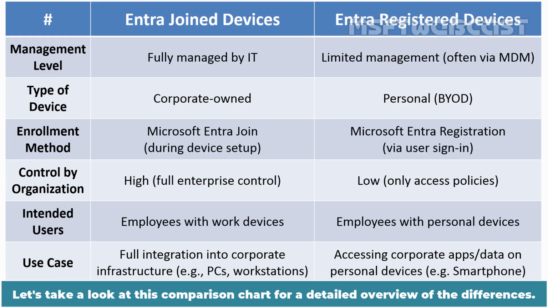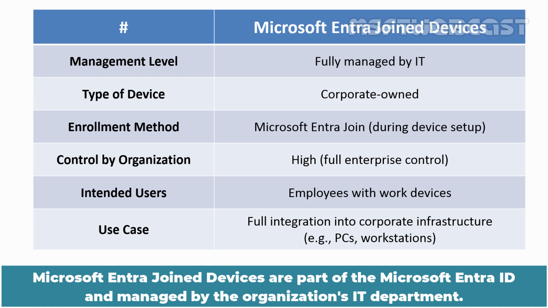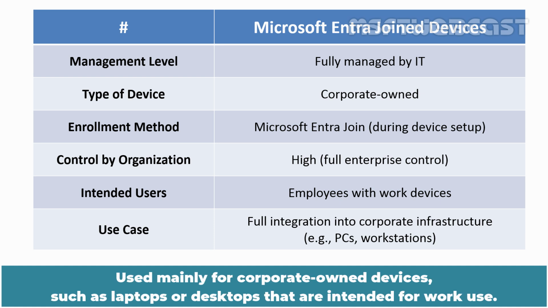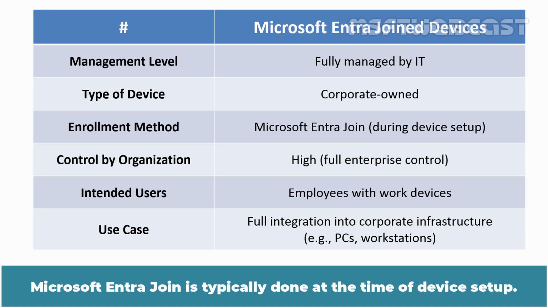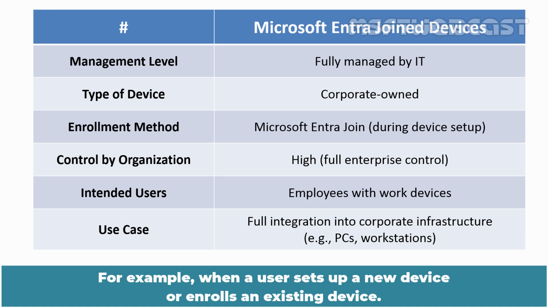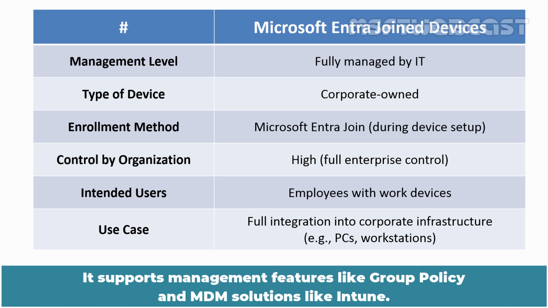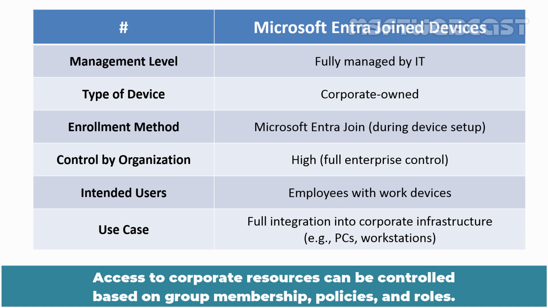Let's take a look at this comparison chart for a detailed overview of the differences. Microsoft Entra joined devices are part of the Microsoft Entra ID and managed by the organization's IT department. Used mainly for corporate-owned devices such as laptops or desktops that are intended for work use. Devices are authenticated using Microsoft Entra ID credentials. Microsoft Entra join is typically done at the time of device setup, for example, when a user sets up a new device or enrolls an existing device. It supports management features like group policy and MDM solutions like Intune. Access to corporate resources can be controlled based on group membership, policies, and rules.